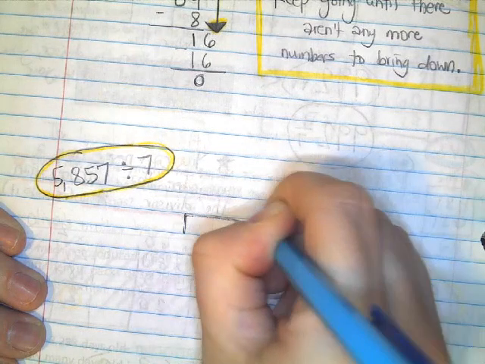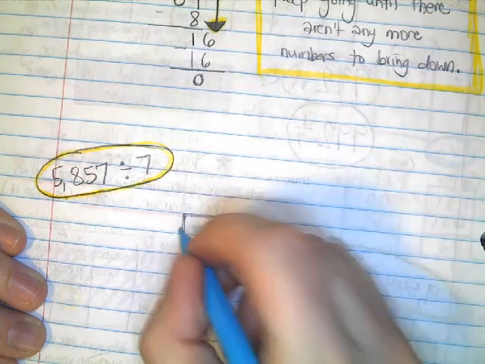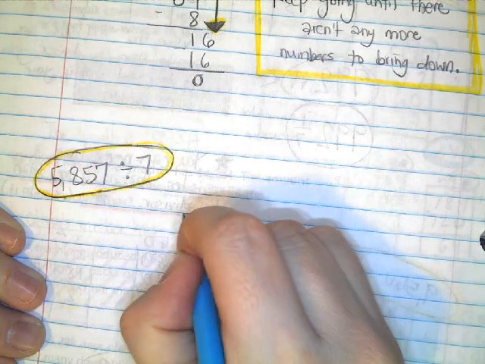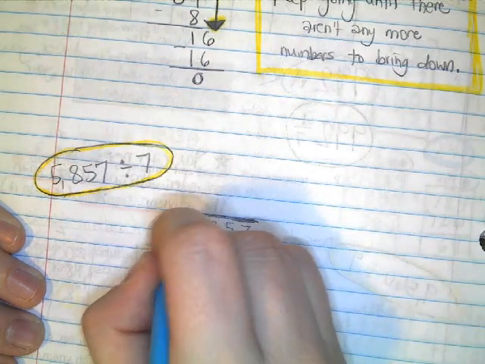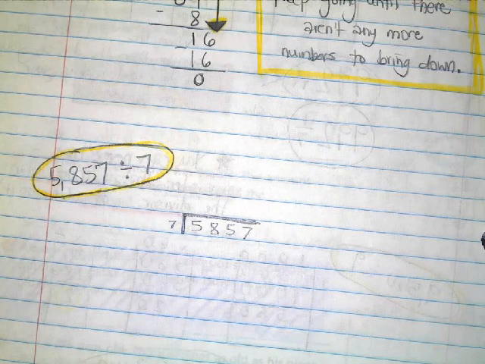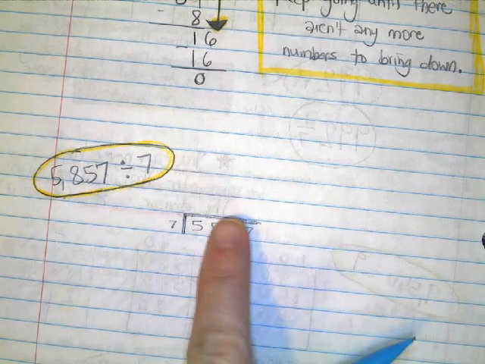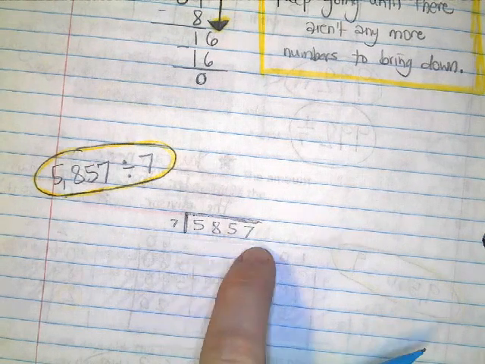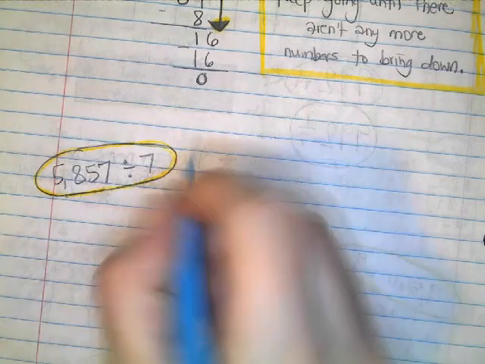I know doing division with this delay in the video can be kind of hard, so if you need to, just solve the problem and then see if you got the same answer as me, that would be okay with me. So in the dividend box goes 5, 8, 5, 7. The divisor goes on the outside.